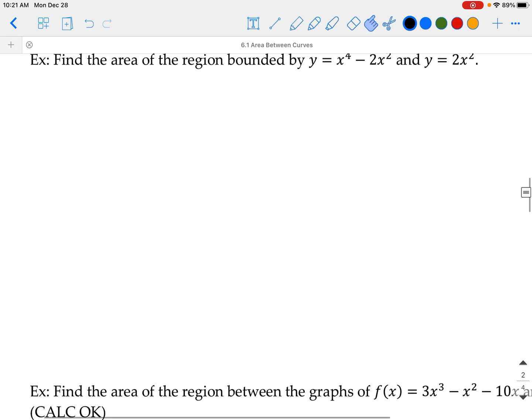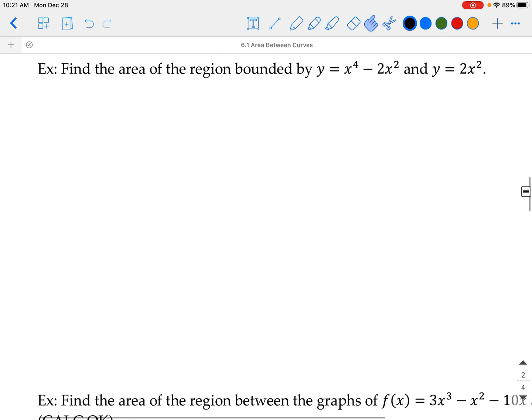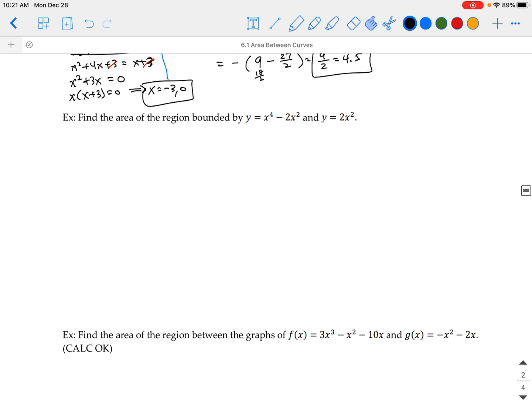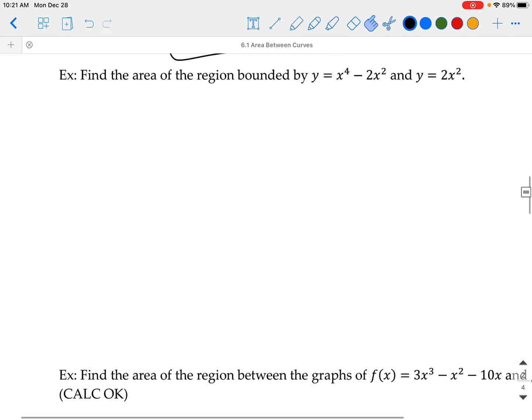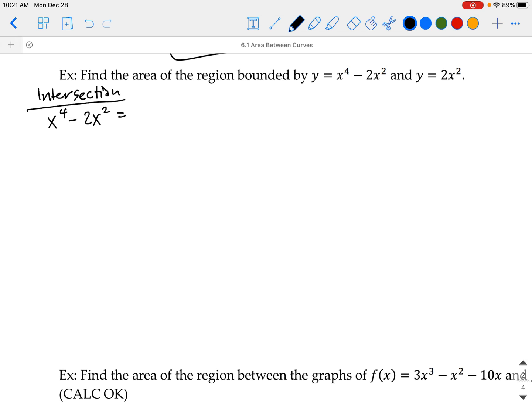All right, so the second example. So now we've got a fourth degree polynomial and a quadratic. So find the area of the region bounded. So for our first function, what we can do first maybe is start with intersections and then look at the graph. So the intersection points are going to be when they're equal to each other. So x to the fourth minus 2x squared equals 2x squared.